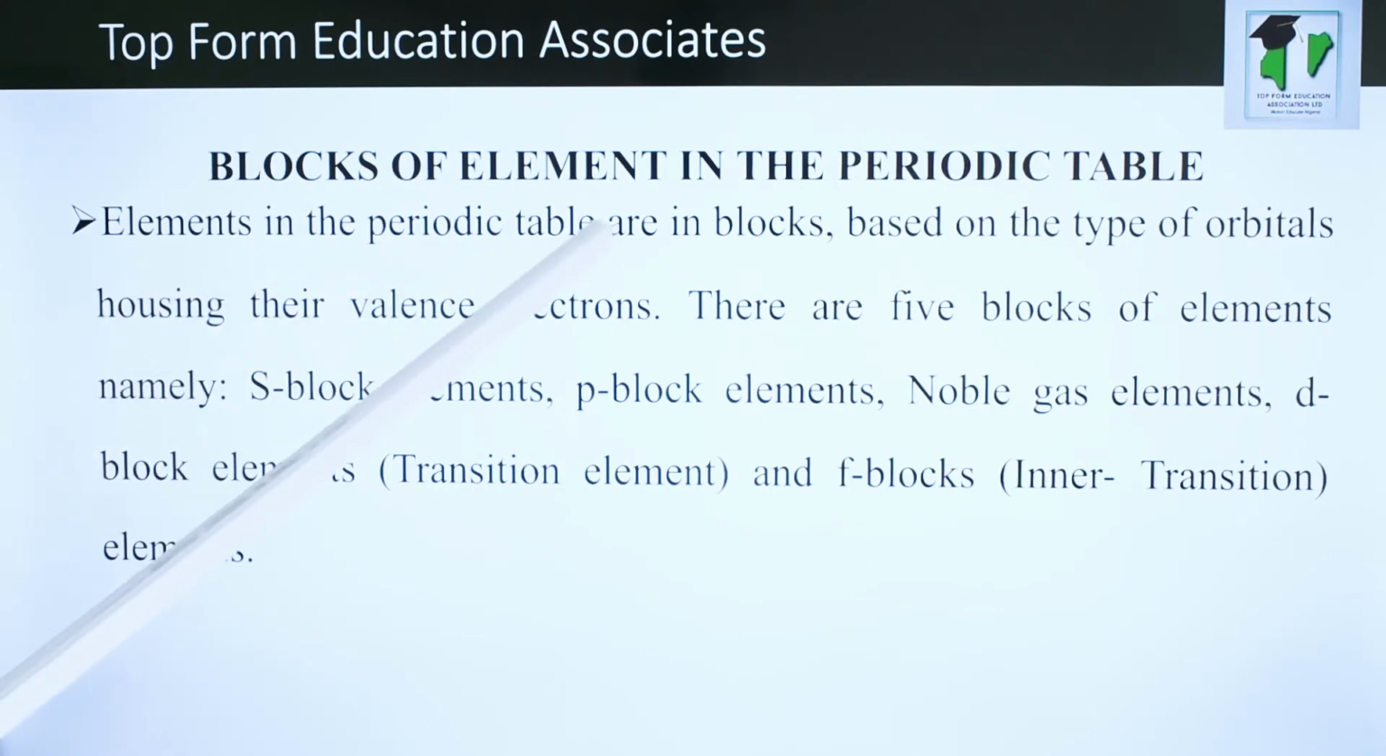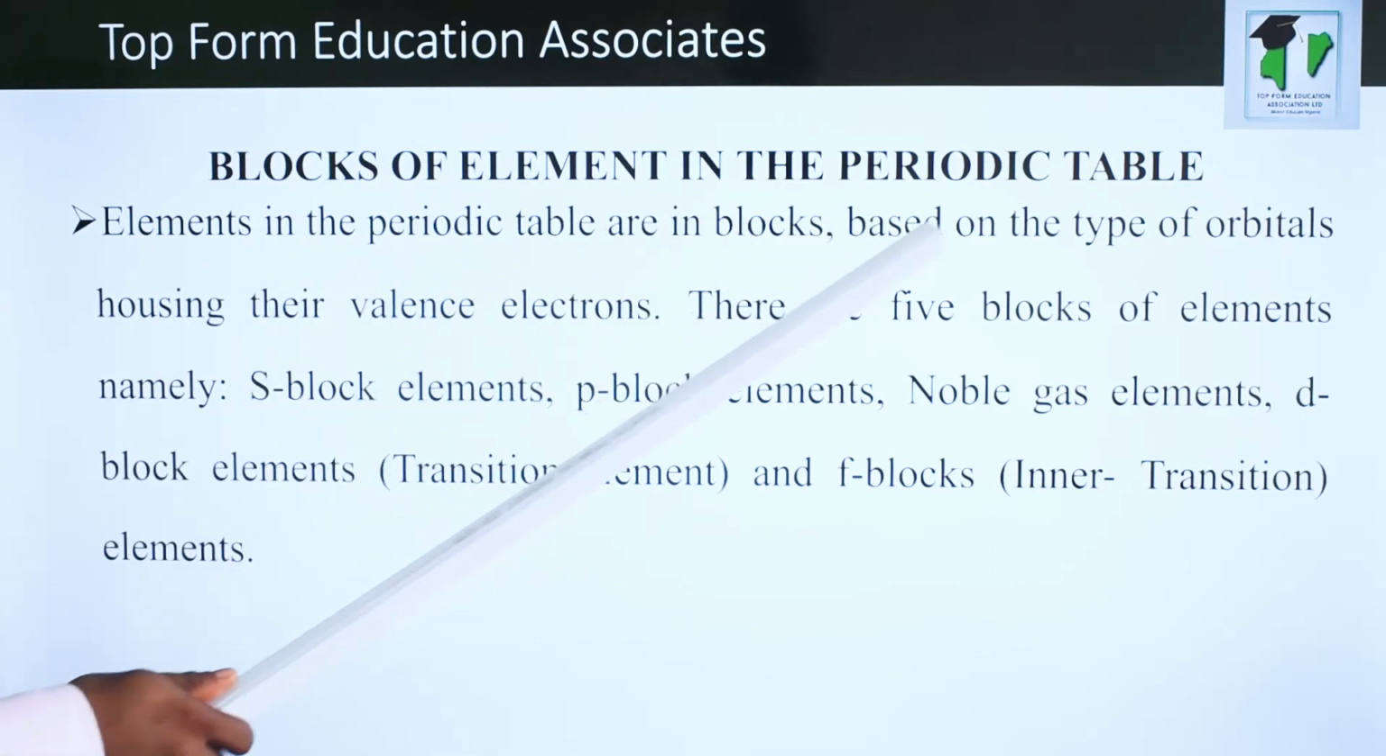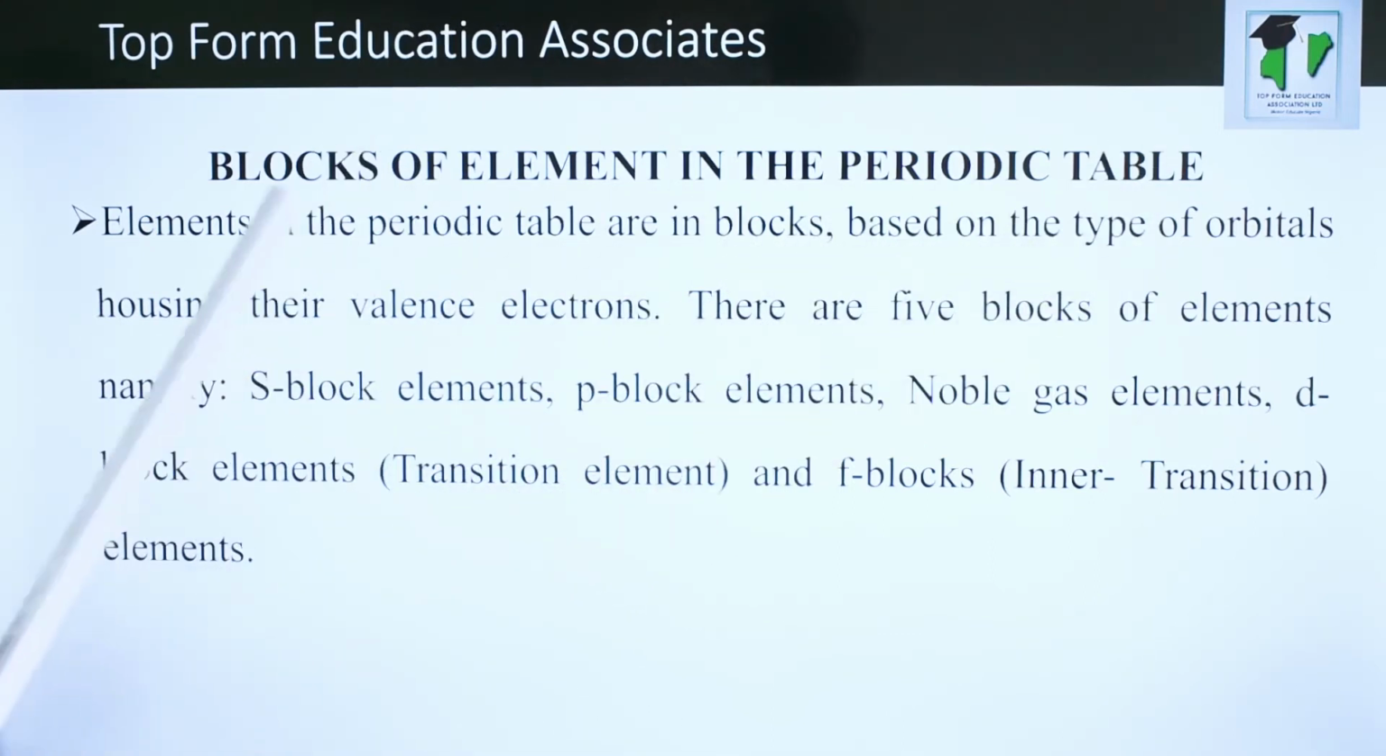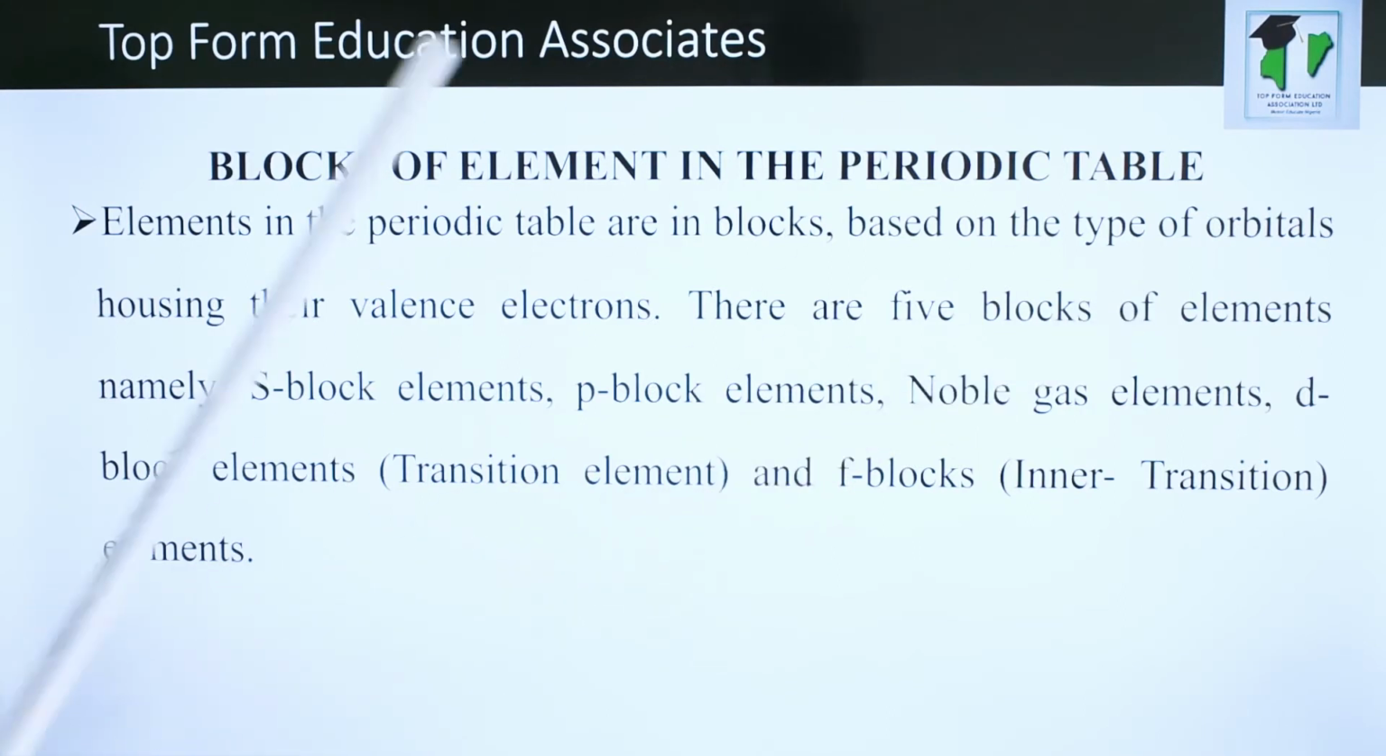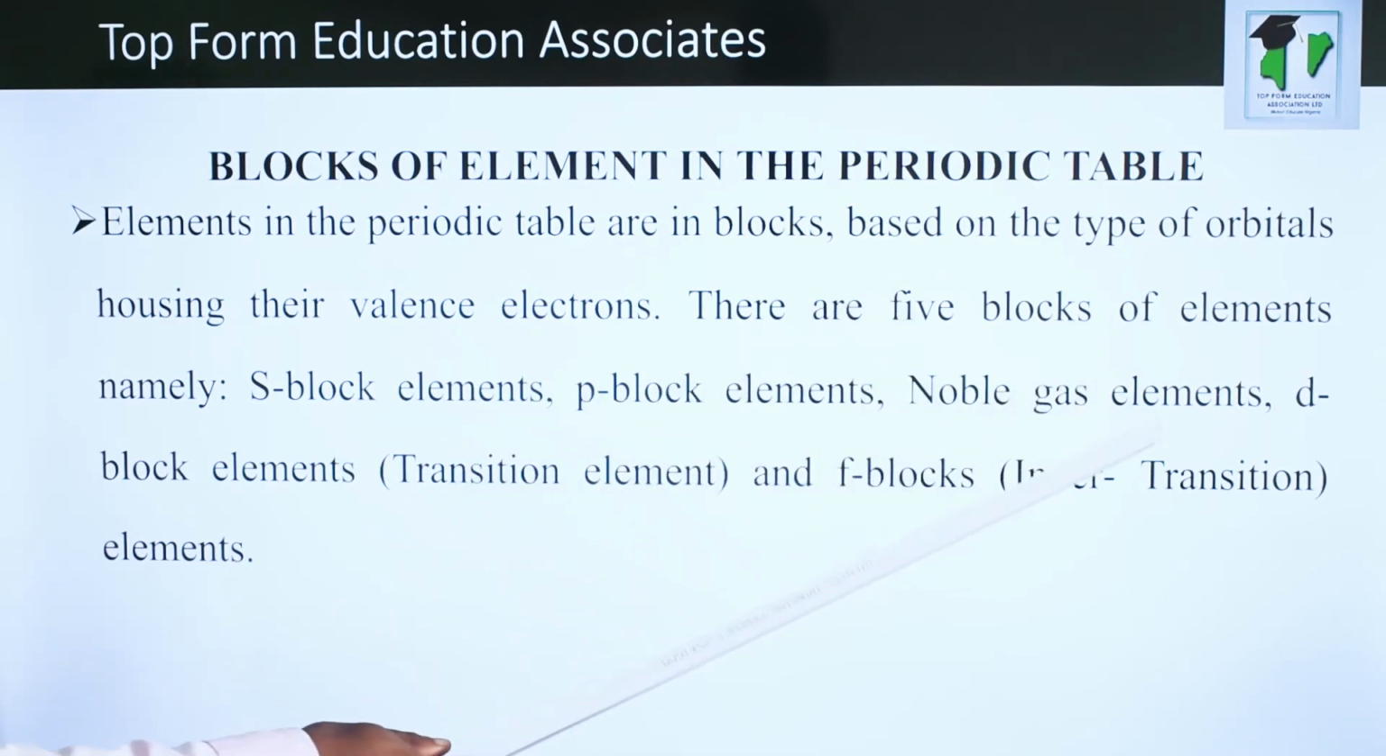Blocks of elements in the periodic table. Elements in the periodic table are in blocks based on the type of orbitals housing their valence electrons. There are 5 blocks of elements, namely S block elements, P block elements, noble gas elements, D block elements, as well as F block elements.